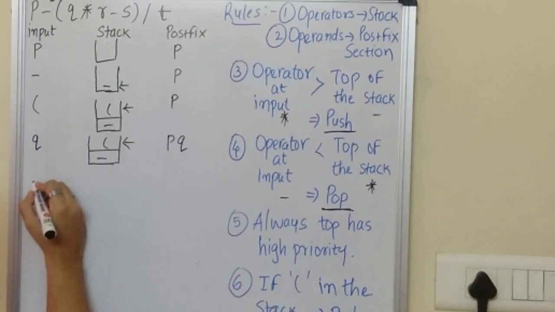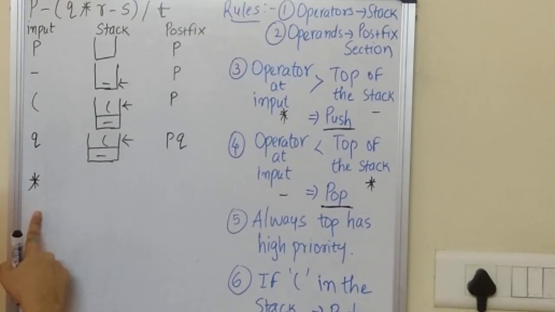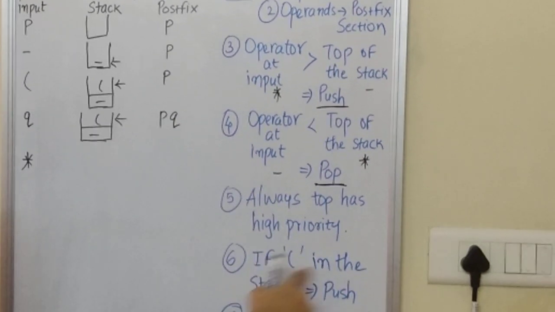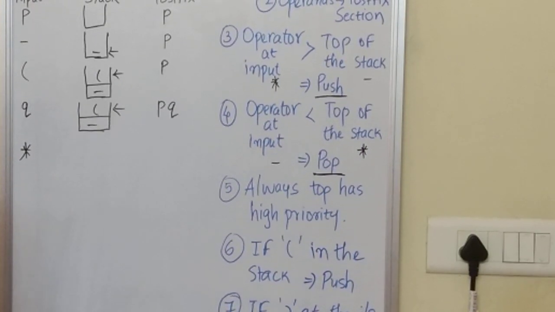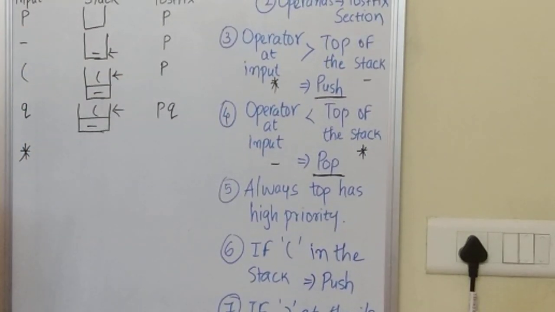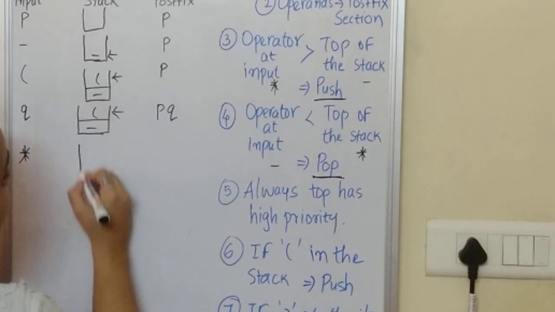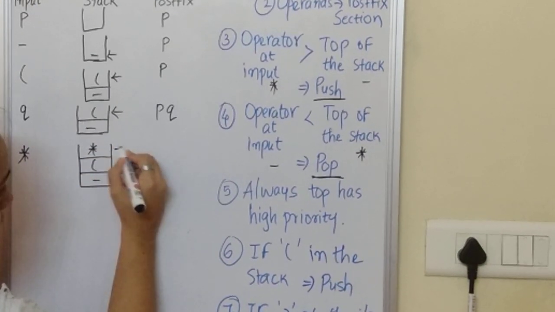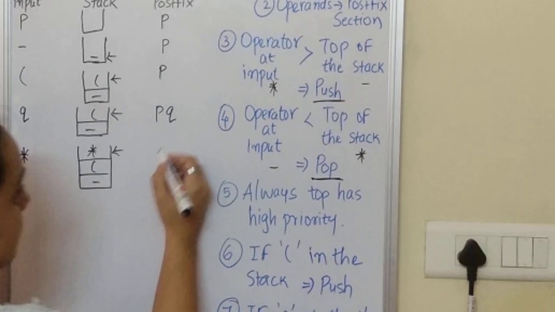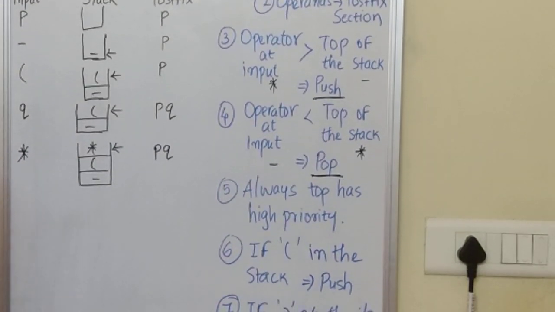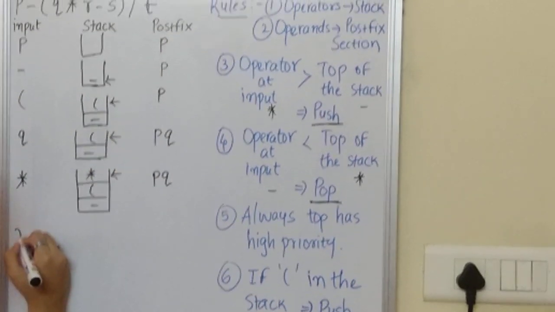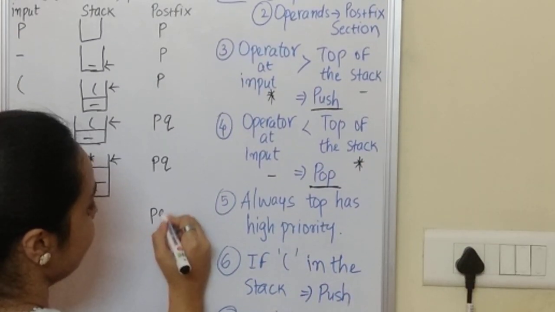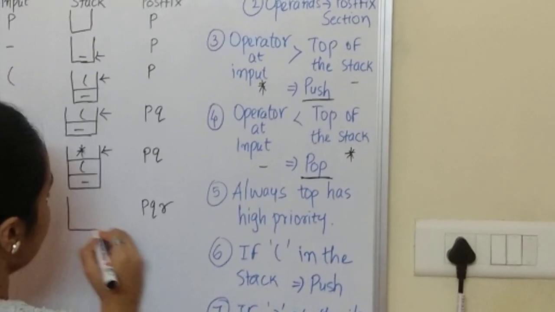Okay. After that, multiplication. So it is my operator. Now, here as per this rule, if I find left parenthesis in the stack, then there is no comparison. You have to directly put your operator. Fine. Okay. So my stack will be like minus, left parenthesis and multiplication, and top will be at the top of the stack, and this remains the same. Okay. After that, R. So R is my operand. So I have to put it into the postfix section. So it will be like PQR. The stack will remain the same.